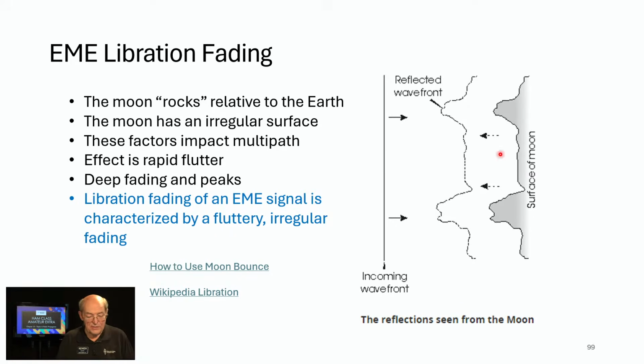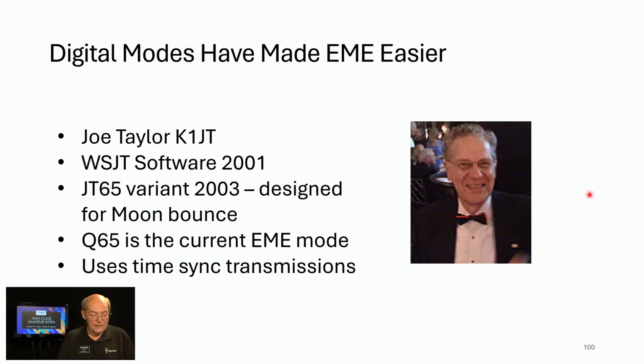So this is the wave front hitting the moon. This is the weird looking wave front coming back because of those irregularities. Now, fortunately, our friend Joe Taylor created some modes that make moon bounce a lot easier. It used to be you had to have super cooled preamps and dish antennas and the highest amount of power you could possibly generate in order to even have a chance at moon bounce. This software has brought it into the realm where average Joe ham can actually do moon bounce. I've never tried it, but a number of my friends have.